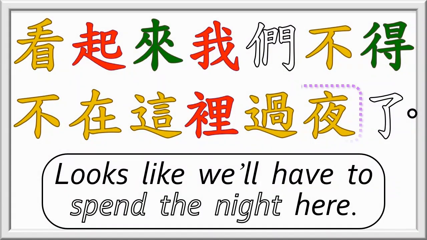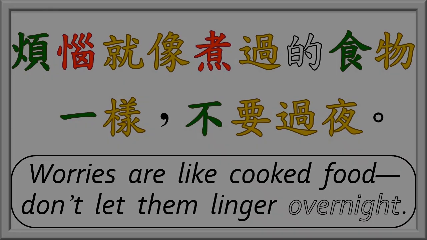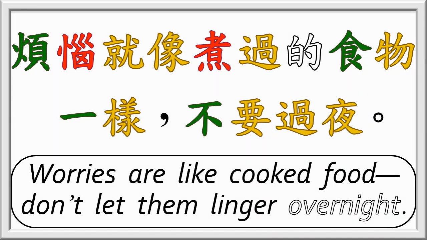To spend the night is 过夜。看起来我们不得不在这里过夜了。Looks like we'll have to spend the night here. 烦恼就像煮过的食物一样，不要过夜。Worries are like cooked food. Don't let them linger overnight.